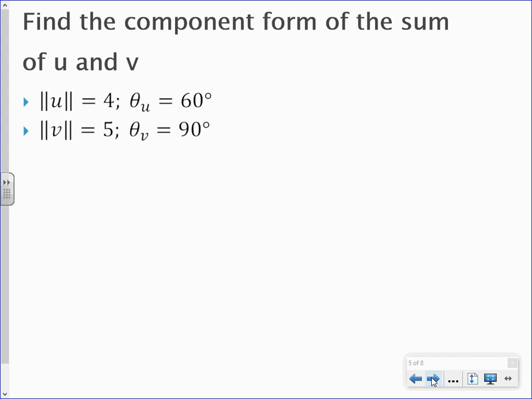Okay, so we need to find the component form of u, and then we need to find the component form of v. So pods 1, 2, and 3, please work on the component form for u, and pods 4, 5, and 6, please work on the component form for v. You have 60 seconds. I will tell you that both of those angles are unit circle values, so I expect nice numbers with no decimals.